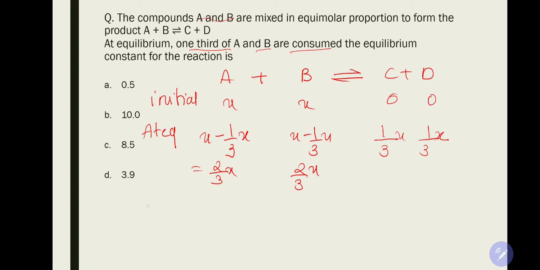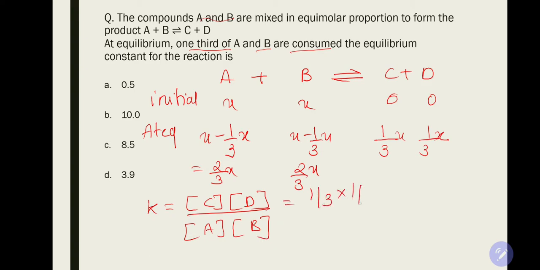So substitute in the equilibrium constant. The equilibrium constant is given by the concentration of the product upon the concentration of the reactant. So it will be 1/3 into 1/3 upon 2/3 into 2/3, which will be 0.25. If you write x, it automatically gets cancelled, so no need to write it. So 0.25 is your answer.